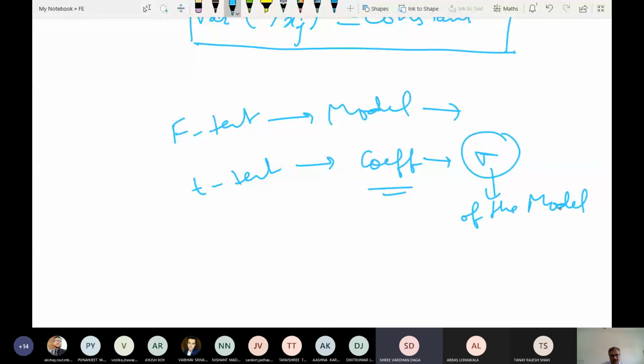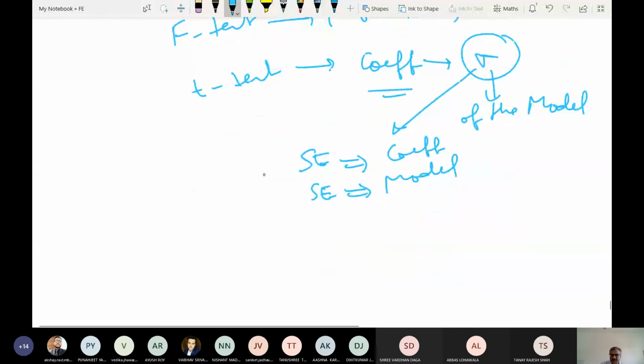Yes. You are with me? Yes, sir. So what is happening when I'm calculating SE of the coefficient or SE of the model? I have to make use of the standard deviation of the model. Are you with me? Yes, sir. So whether I am doing the F test or the T test, why am I doing this? So that I can estimate whether my model is appropriate or not, my coefficient is appropriate or not.